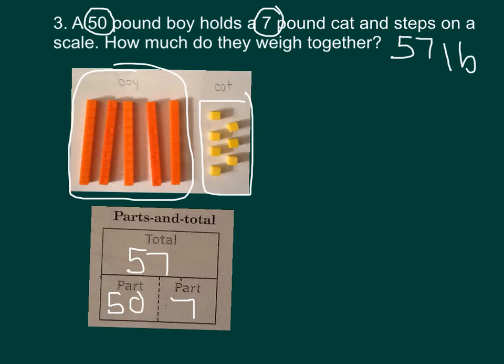Let's think about how our number model would look for this one. We would start with a part, which was 50, and then we added another part, which was 7, and we came up with our total, or the sum, which was 57.